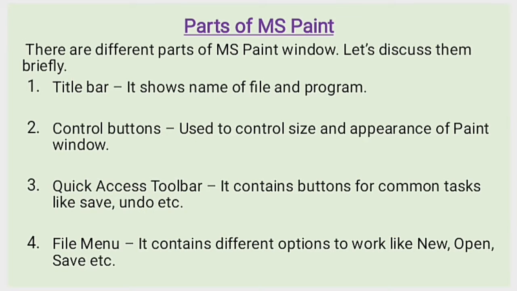So let's start. There are different parts in the MS Paint window. First listen carefully, after that I will show you in the slide how these parts look. First is the title bar. It shows the name of the file and program.